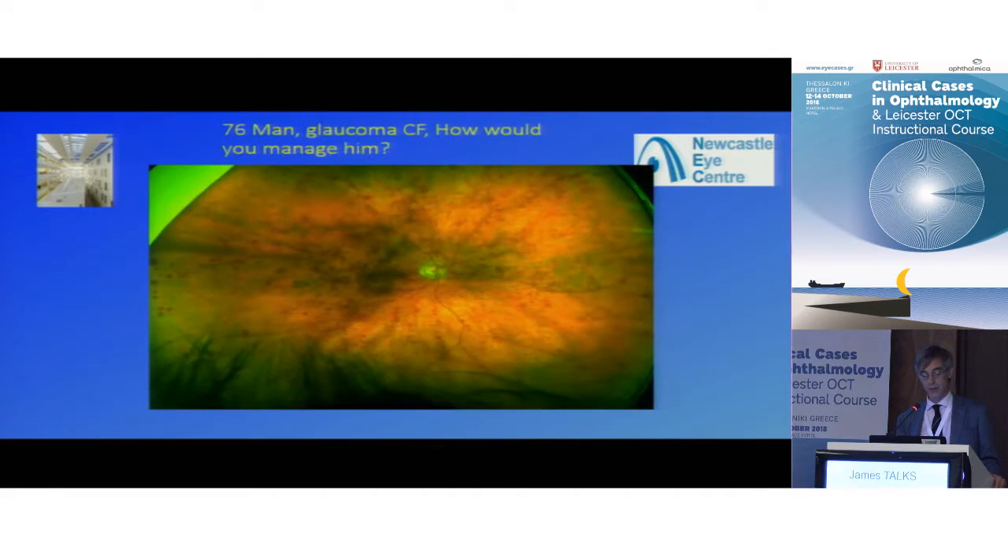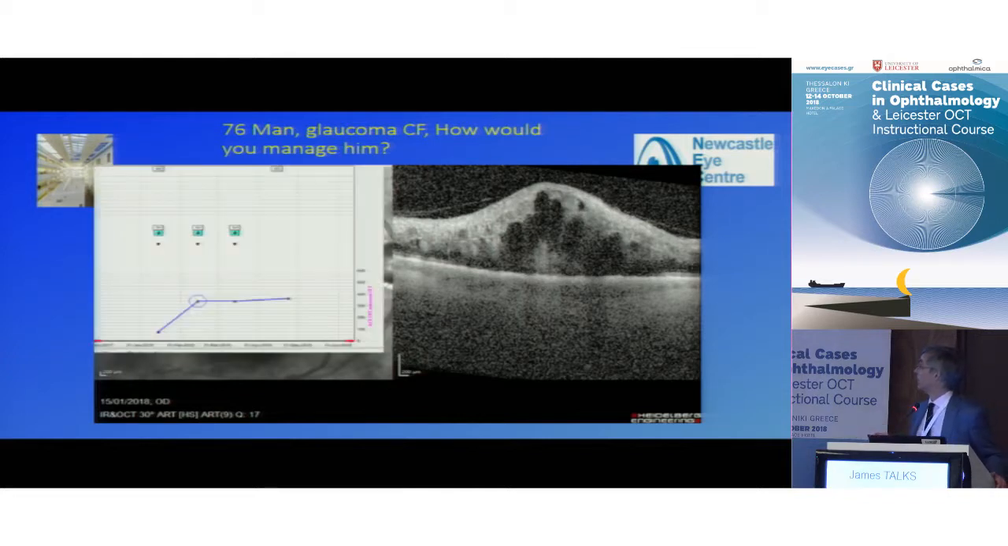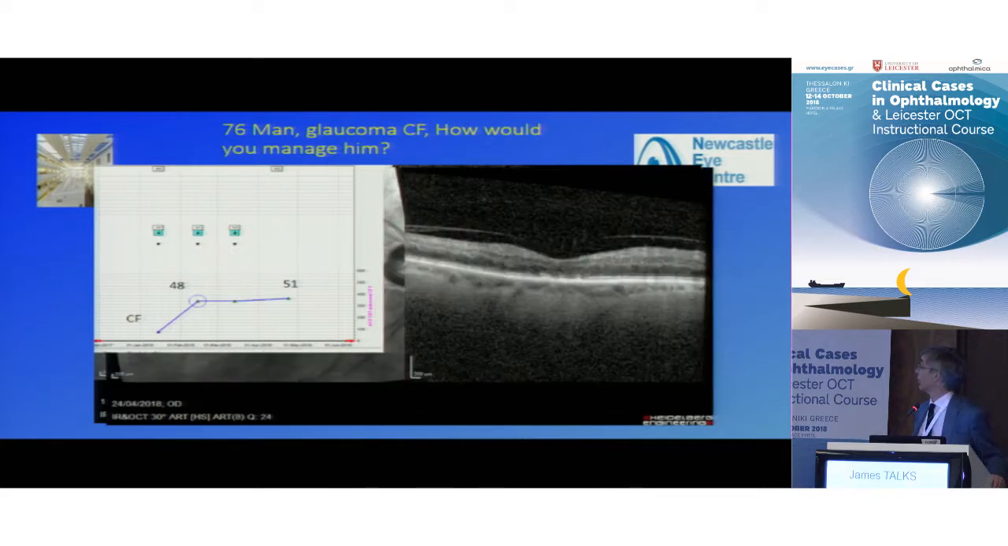But what about this patient? 76, glaucoma, count fingers, pretty widespread deep hemorrhages, horrible-looking OCT. This looks bad. It is bad. He's not going to get great vision. But will he get any vision? He did. We started treatment on almost no letters, so count fingers, then 48 letters, and 51 letters. And the OCT comes back to not normal, but the fluid's gone.